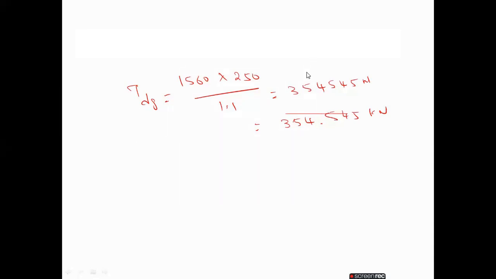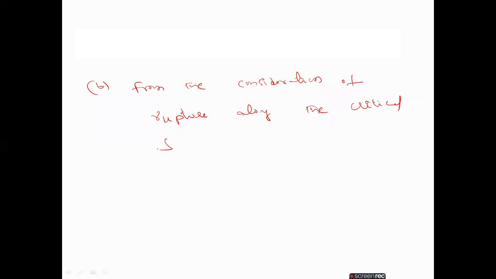Okay. Now the second case we have to see. My dear students, whenever I upload the recorded video, if you have any doubts, ask me at any time. The second condition is from the consideration of rupture along the critical section.